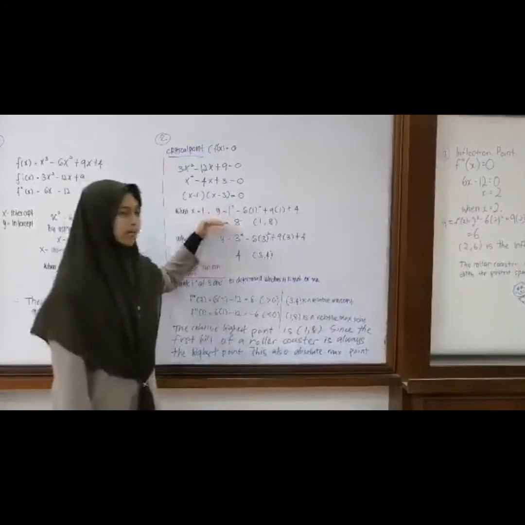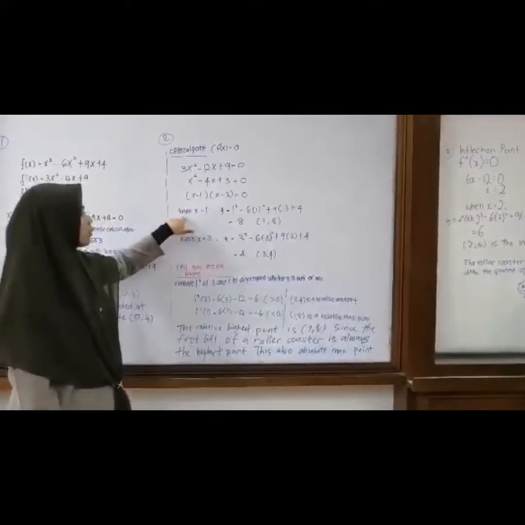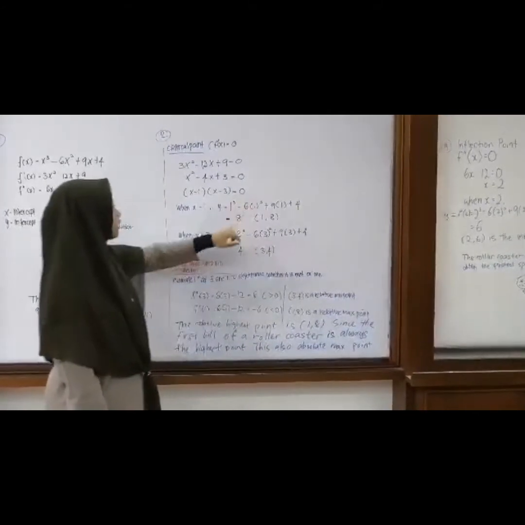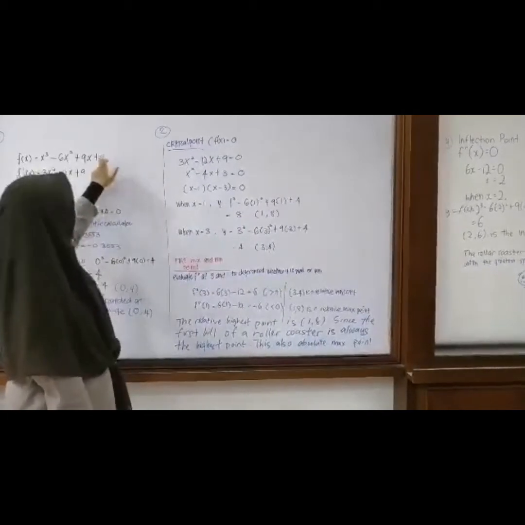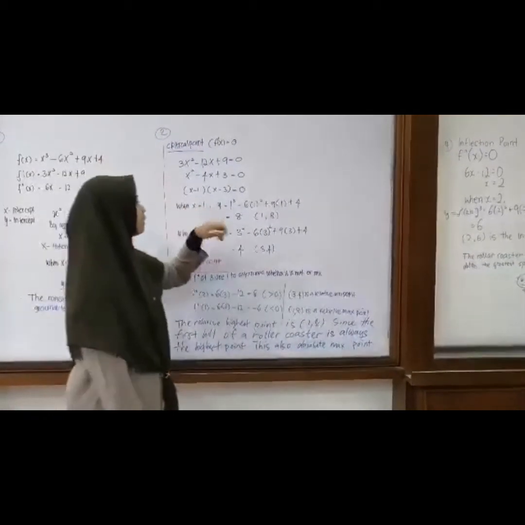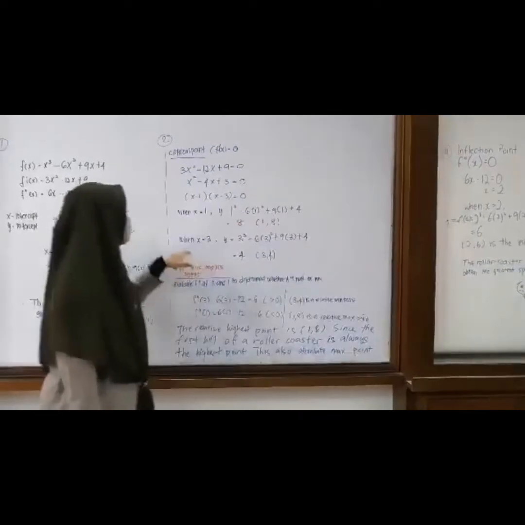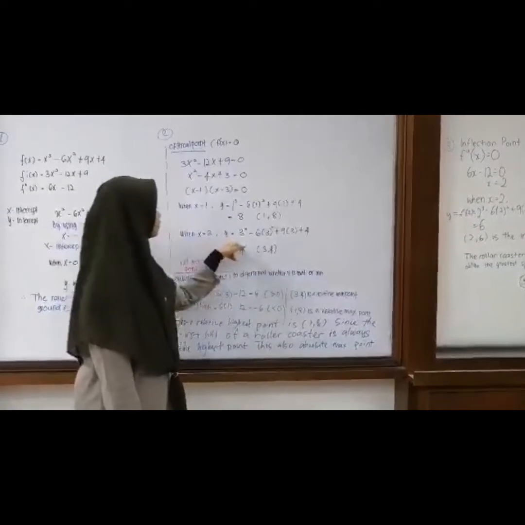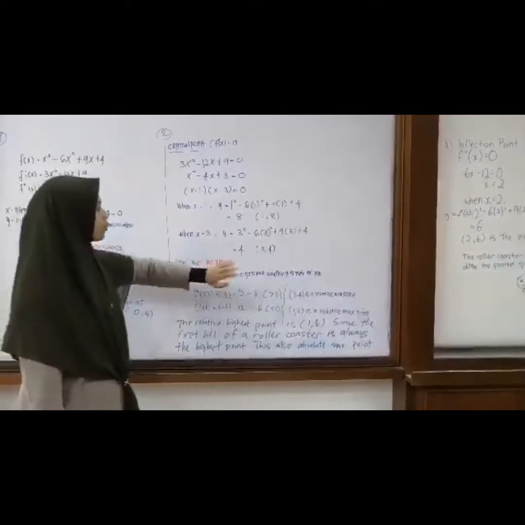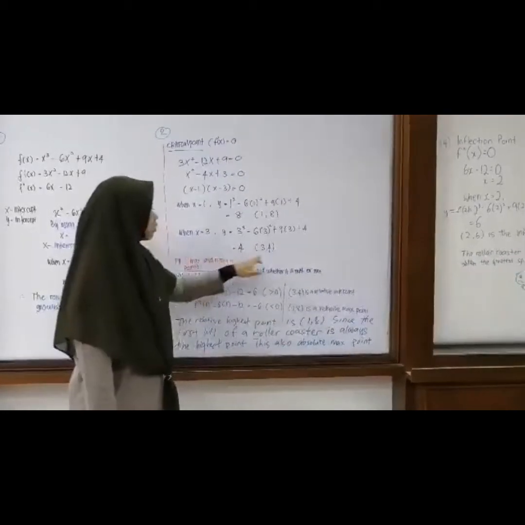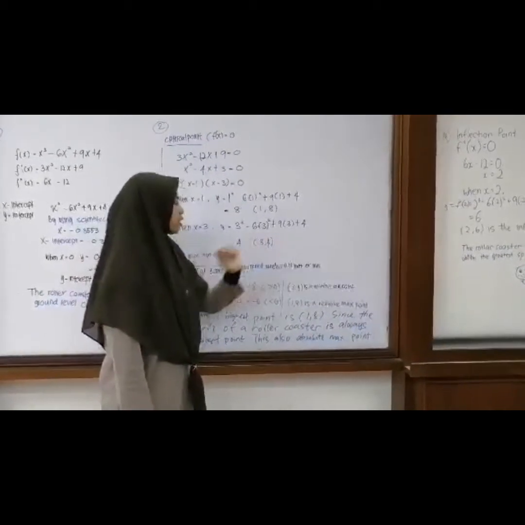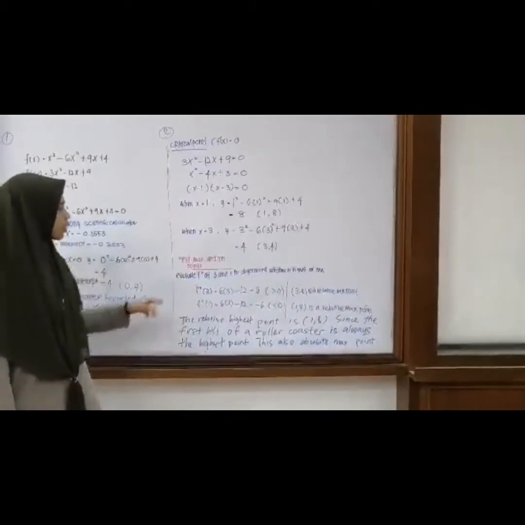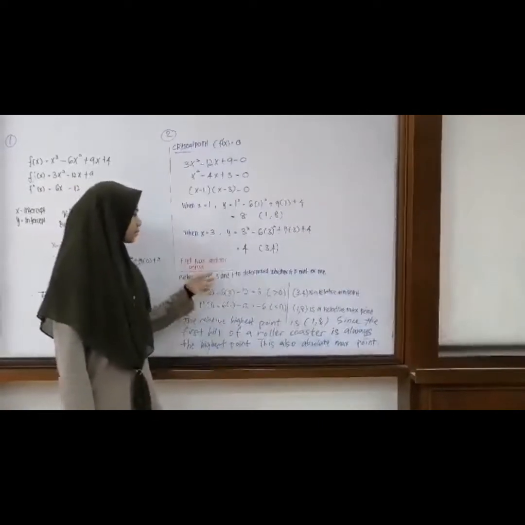Okay, to find y, we will use x equal to 1, substitute in f(x), and we will get 8. When x equal to 3, substitute in f(x), you will get 4, and the coordinate is (3, 4). Okay, according to this, we find maximum and minimum points.